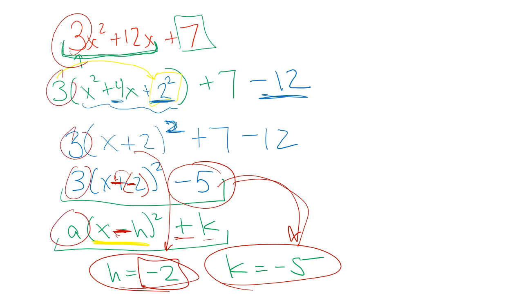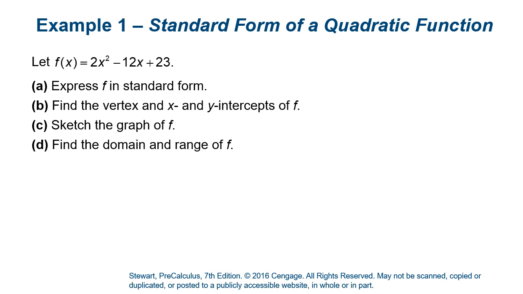Okay? So now let's work with this. All right, so here's the problem we're going to do. We have a quadratic function. We're going to try and express this quadratic function in standard form. From there, we're going to find the vertex, the x and y intercepts. We'll sketch the graph, and then we'll talk about the domain and range of the function.